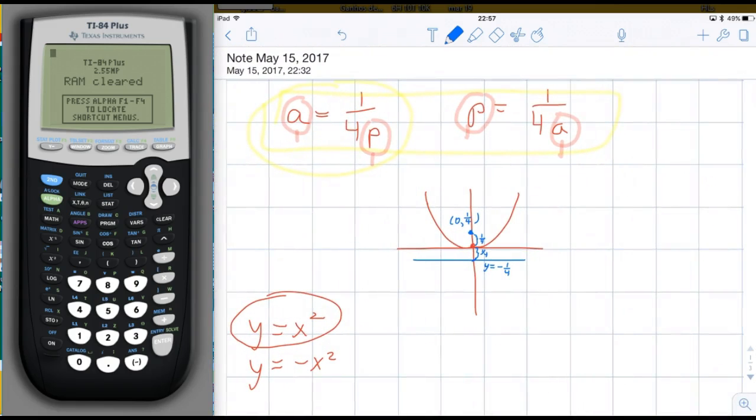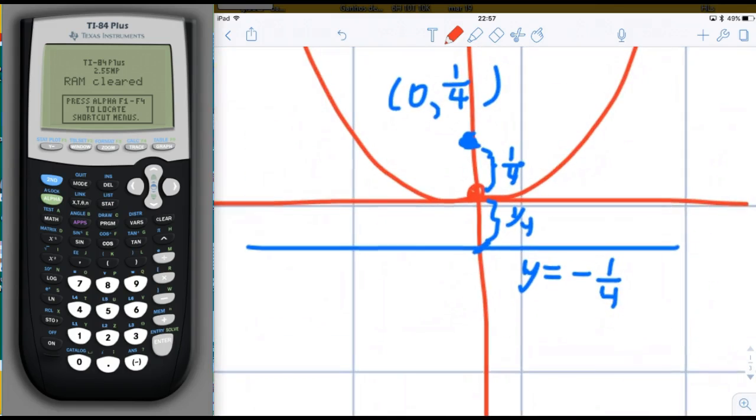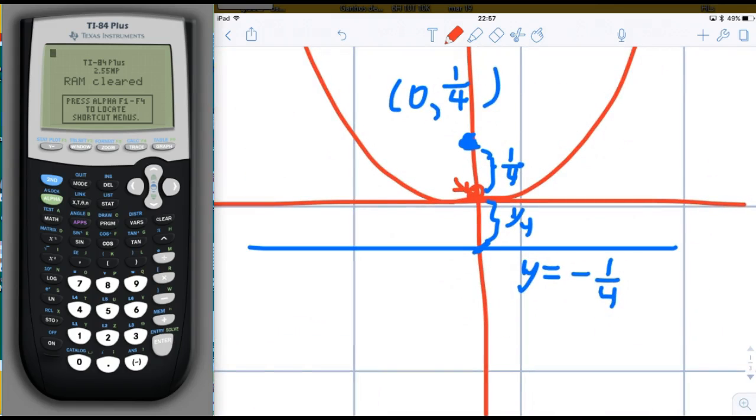So if we know that it's the parent function, which means a equals 1, then we could figure out the p-value by using the formula 1/4a. If a is 1, then p is equal to 1/4, right? So basically that's saying the distance from the vertex, which is this red dot here, to the focus, which is this blue dot here, is 1/4. The distance from the red dot vertex to the blue line, which is the directrix, is also 1/4. Okay? So that's how you find it for the parent function.